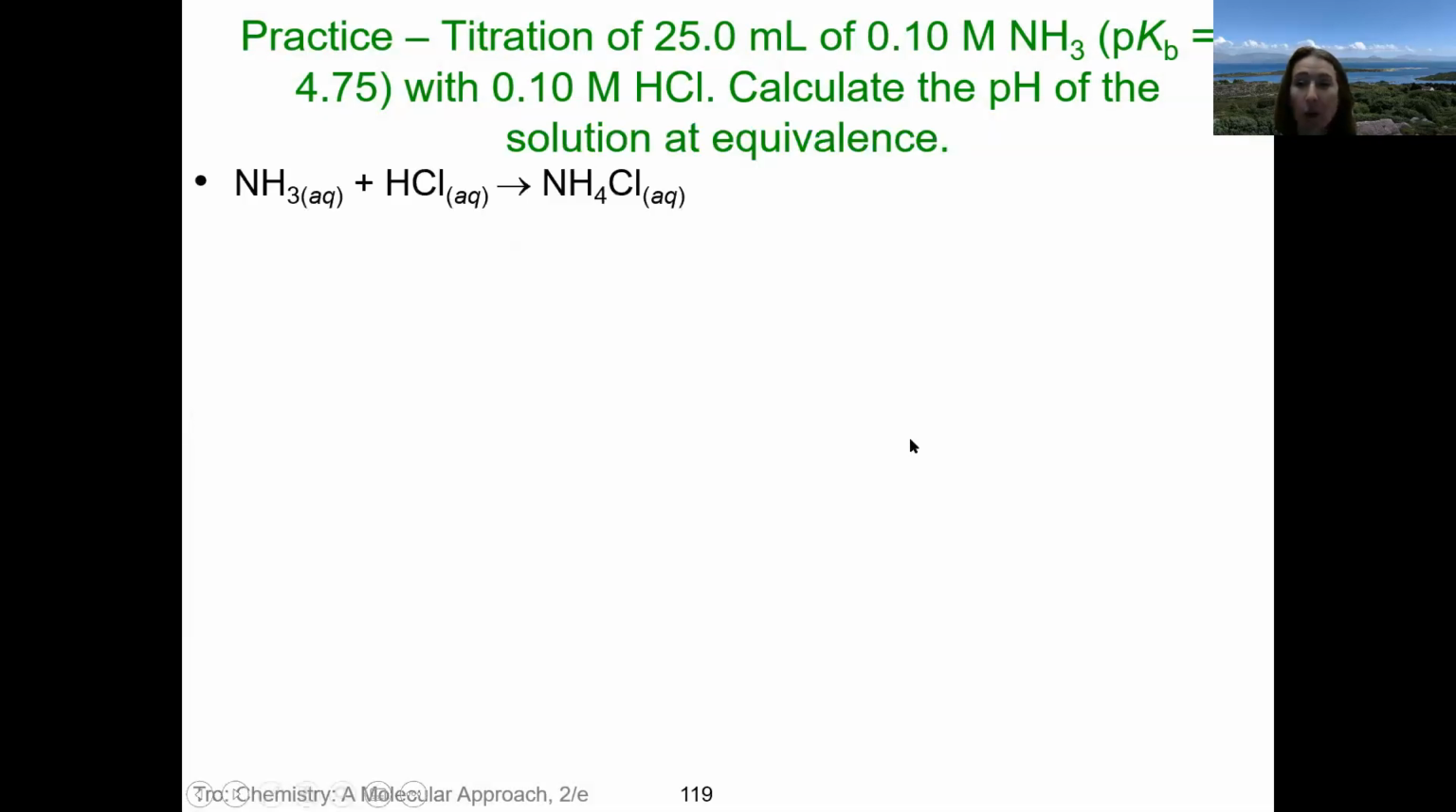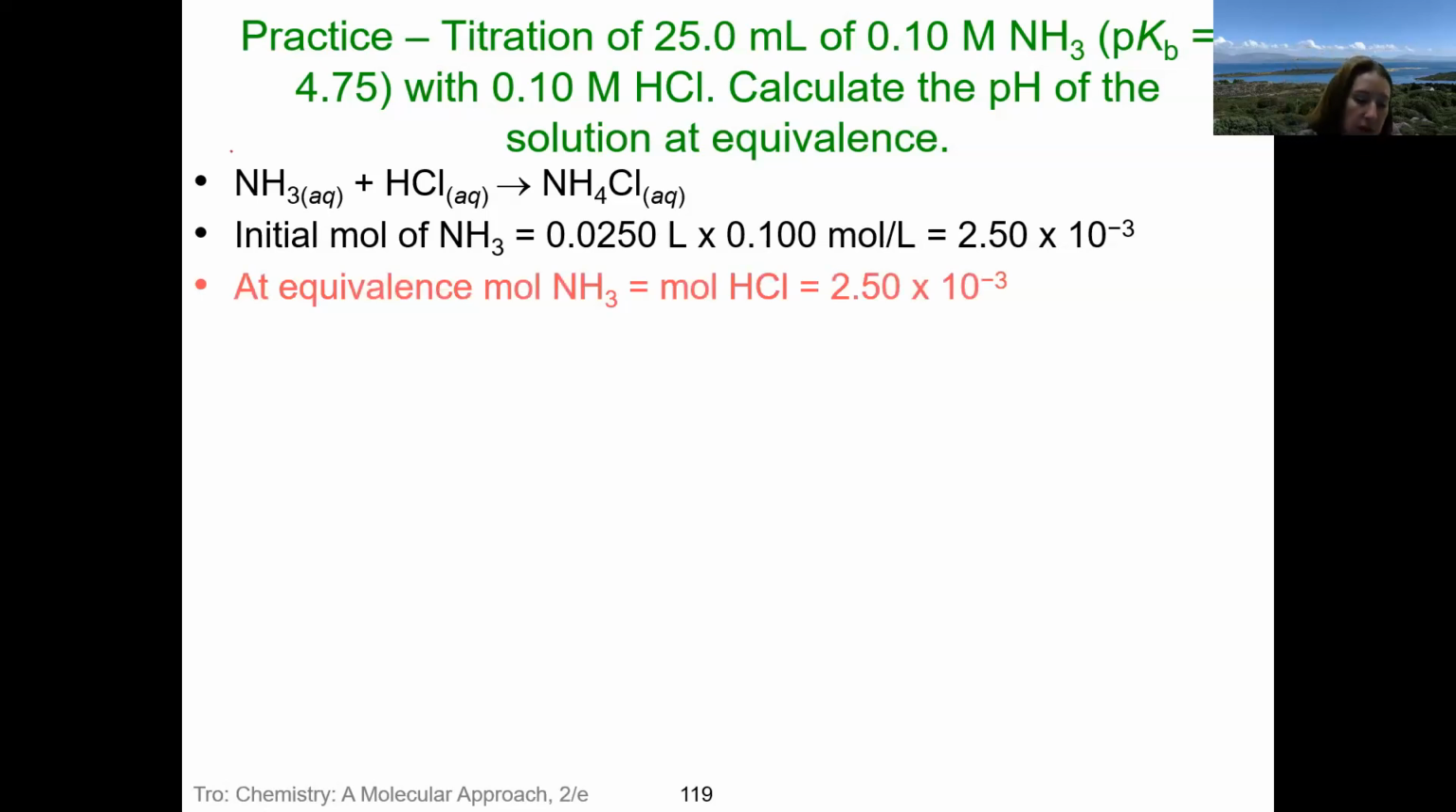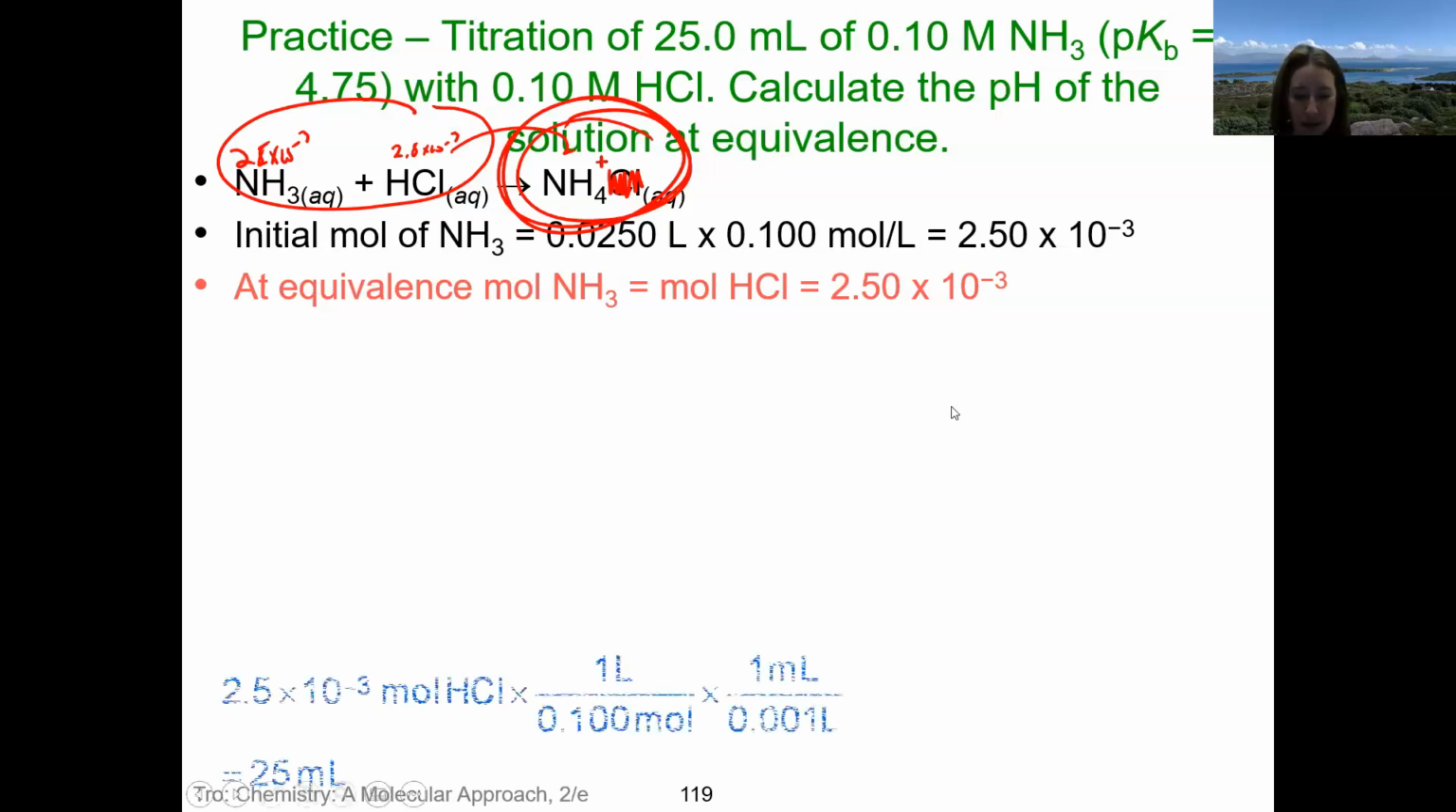Now we're going to do the equivalence point. Again, remember at the equivalence point, acid equals base. Moles of acid equal moles of base. So our moles of acid we've already determined is 2.5 times 10 to the negative 3. That means our base is also 2.5 times 10 to the negative 3. Now when we make our moles table, this is 2.5 times 10 to the negative 3, and this is 2.5 times 10 to the negative 3. This is all going to react. The only thing that we're going to be left with is our conjugate acid.